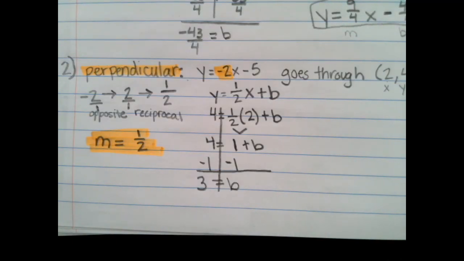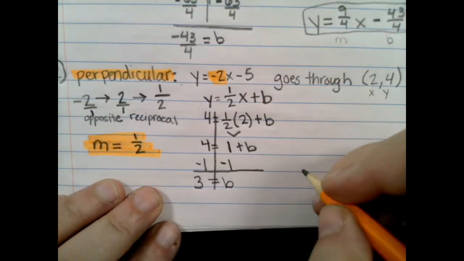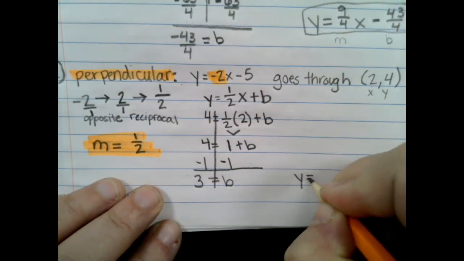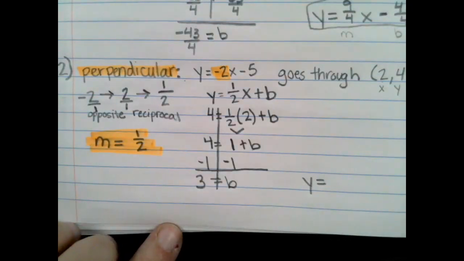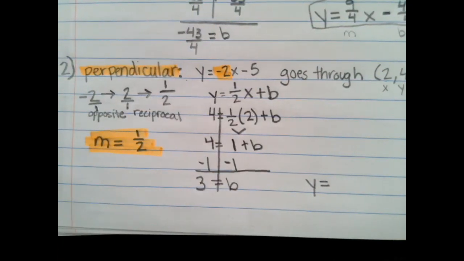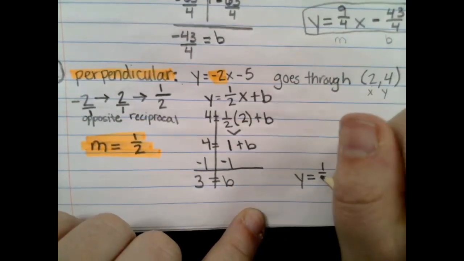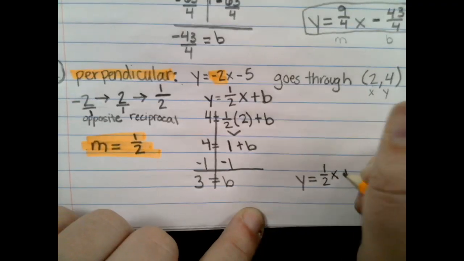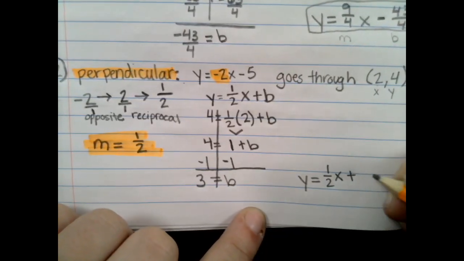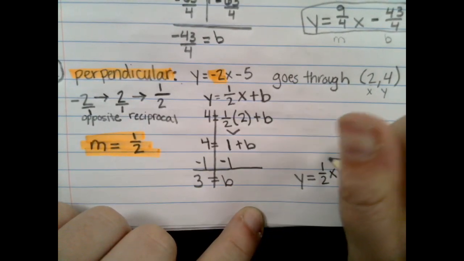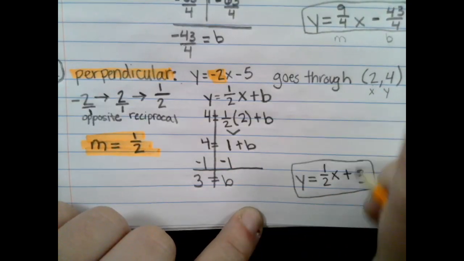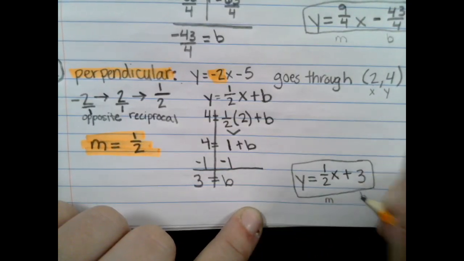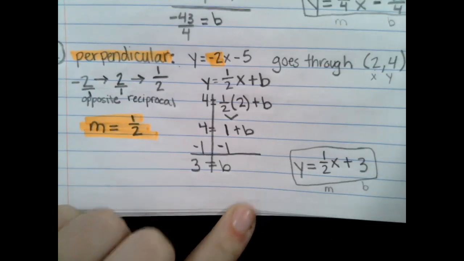We're so close. Okay, our final answer, we're going to write y equals, and which part comes first, the m or the b? The m, and the m is 1/2 x plus, what's our b? 3. You need to write that m and b there to remind yourself.